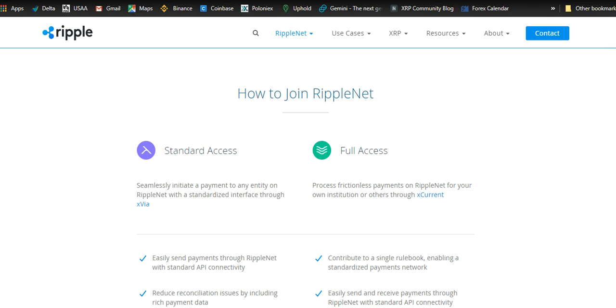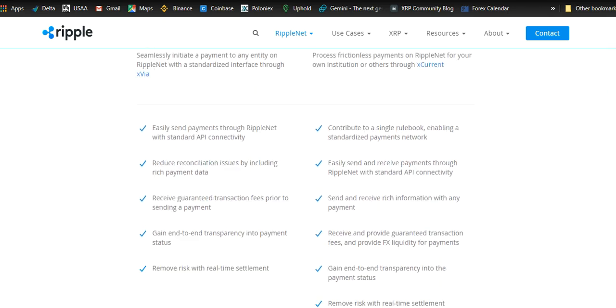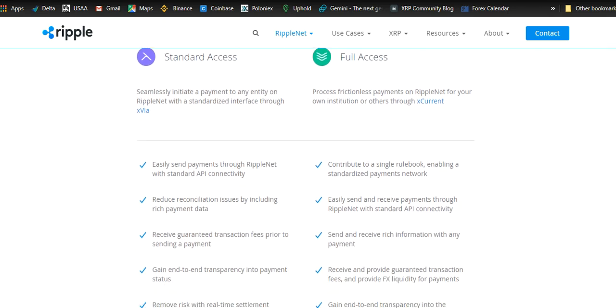So Ripple actually offers 3 different products or 3 different solutions when it comes to cross-border payments. Only one of those solutions uses XRP. The first is xVia, which is their payment API that actually initiates payments. If you go down through here, you can actually see what the standard access is. Seamlessly initiate a payment.